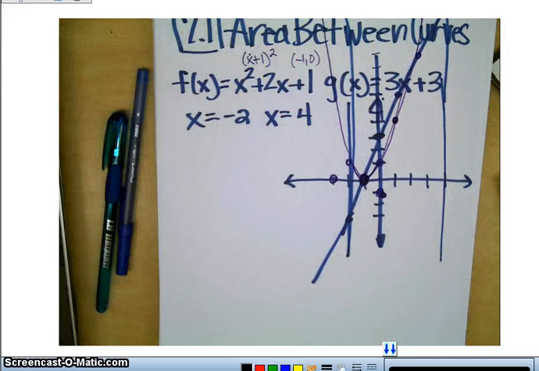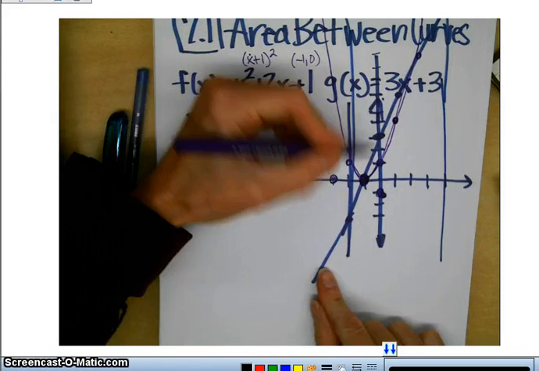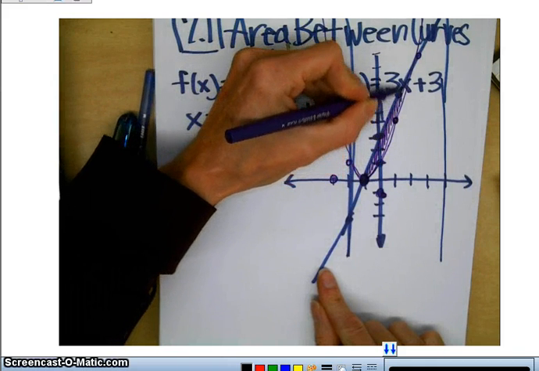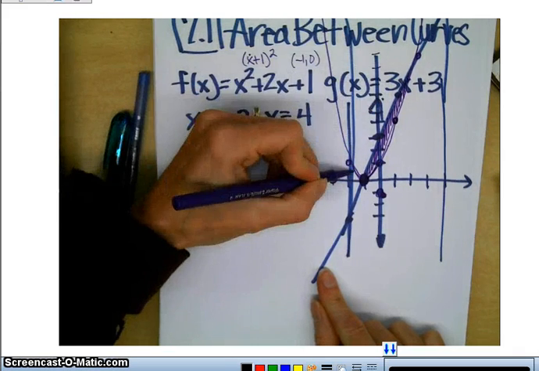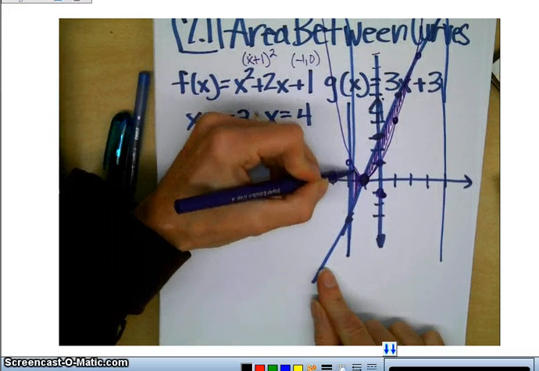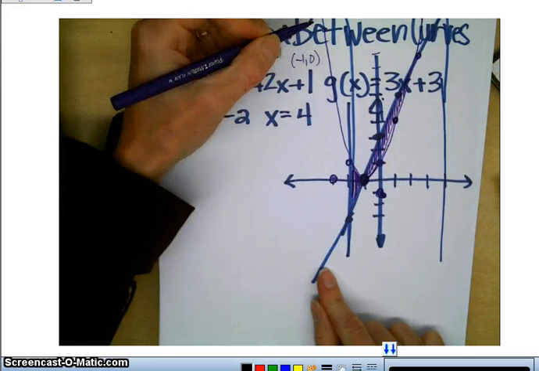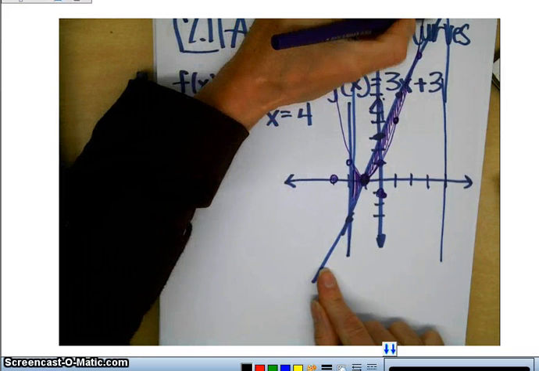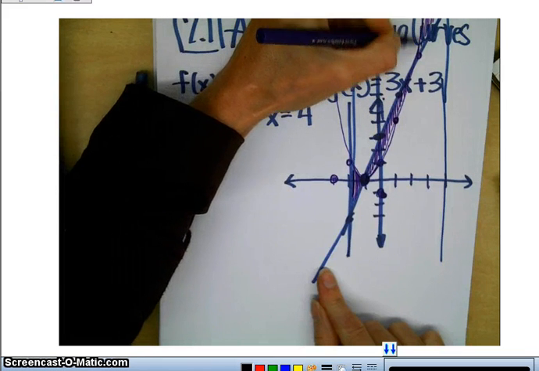All right, and my graph is by no means perfect. I'm not going to be able to tell a whole lot from here, but here's what I can tell. I've basically got 3 areas. I've got this little area right here, I've got this little area right here, and then if I were to extend this way up, I would have this little area right here too, I think.